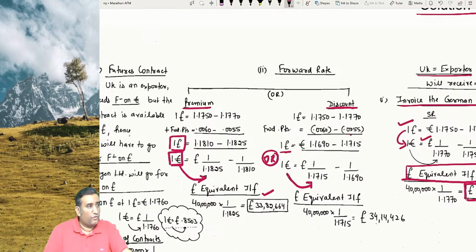because we'll be selling at the forward rate. First was the spot rate, second is the forward rate. Pound equivalent, either of the two answers you can write accordingly, your forward rate this time onward. First time.